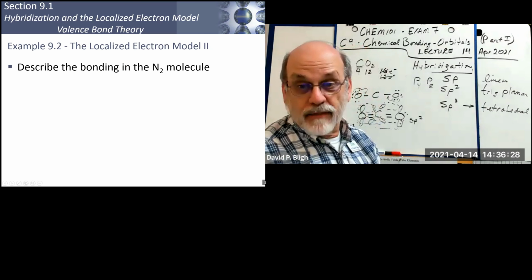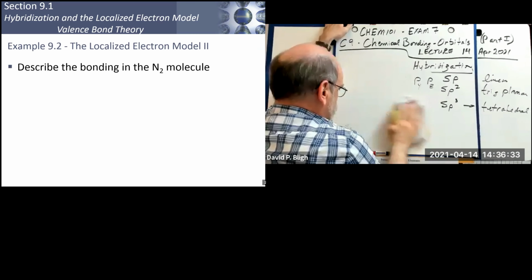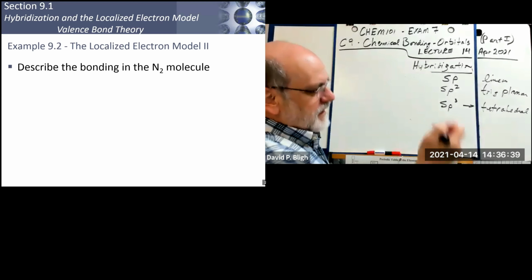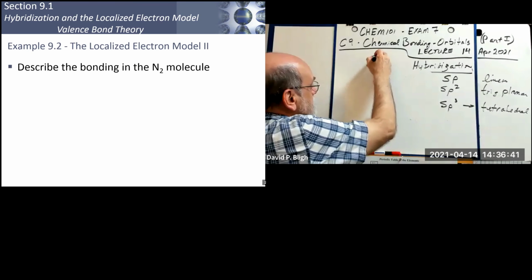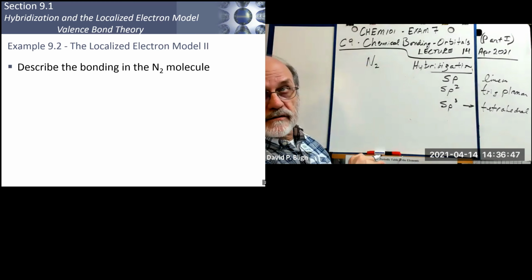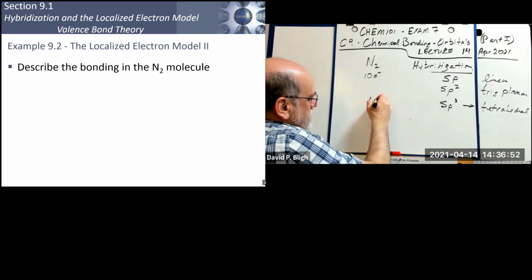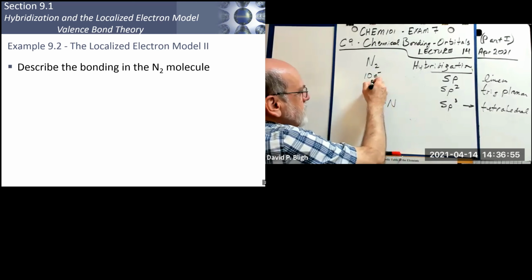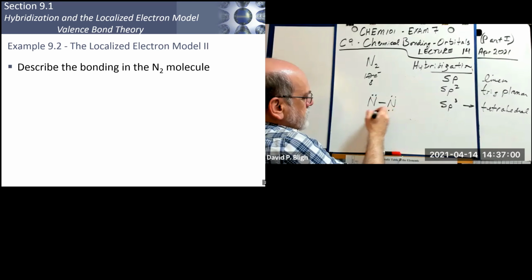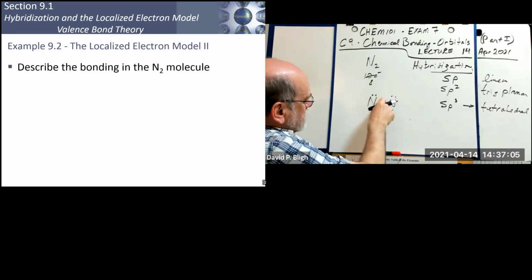Okay, now how about dinitrogen? 2 nitrogens. So we have 2 times 5 is 10, 10 electrons. So we have a bond here, that's 2. It means we have 8 left over. So we have 1, 2, 3, 4, 5, 6, 7, 8. 2, 4, 6, 8, 10. 10 electrons.